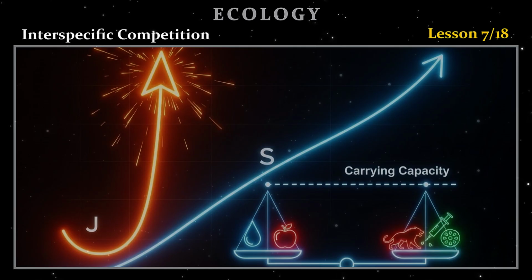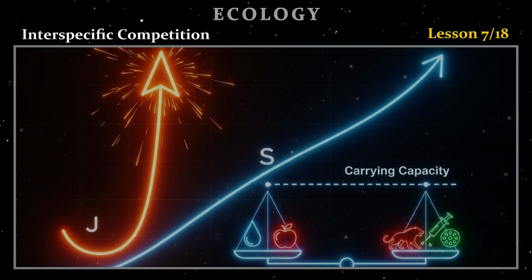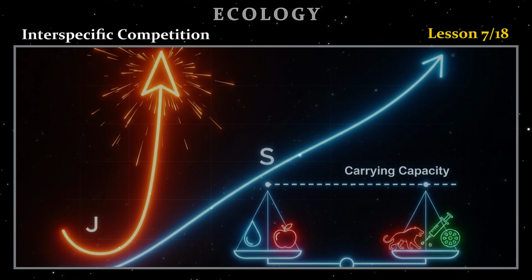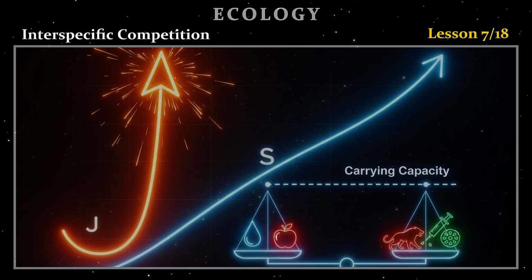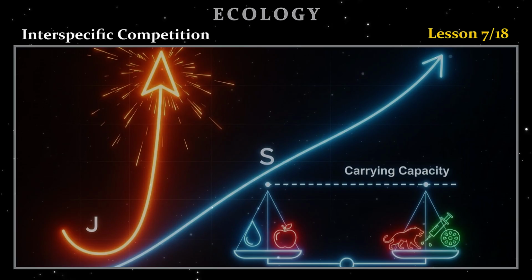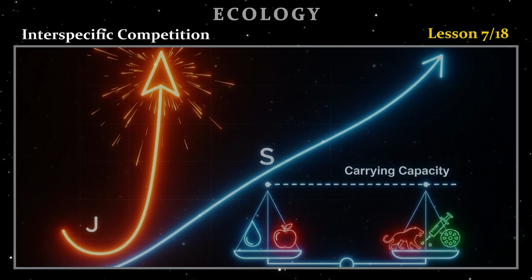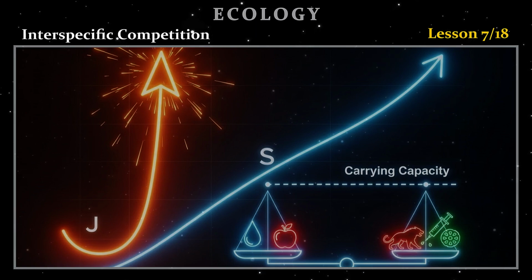Why does this abstract math matter? Because we are living inside the graph. The human population is currently following a trajectory that looks suspiciously like that J-shaped exponential curve. For thousands of years, our numbers were low and flat. Then, with the Industrial Revolution and modern medicine, we shot upward. We essentially removed the density-dependent factors, we cured diseases, and artificially increased our food supply with fertilizer. The great question of our time is, where is K?